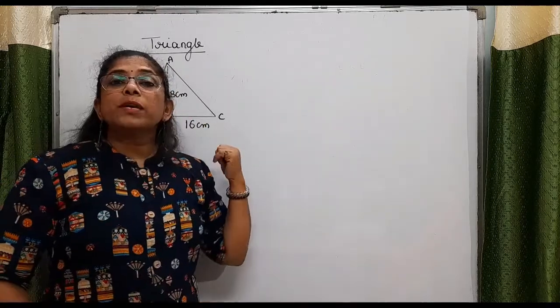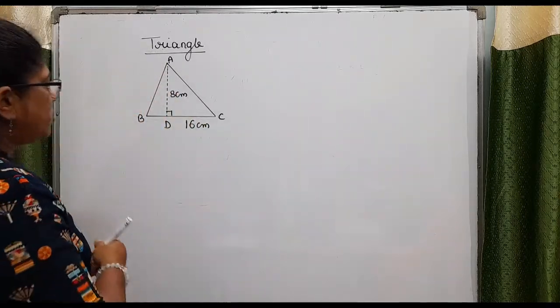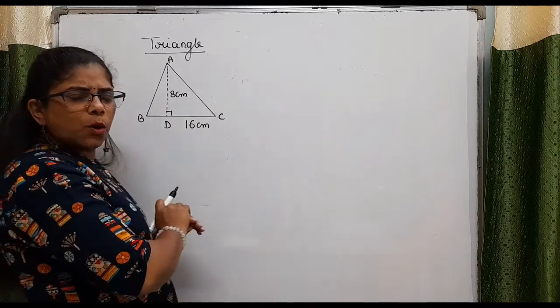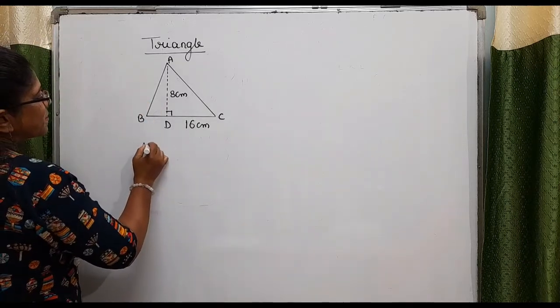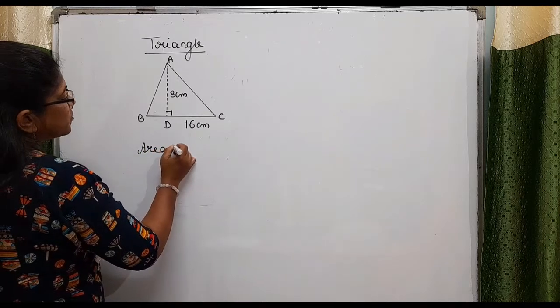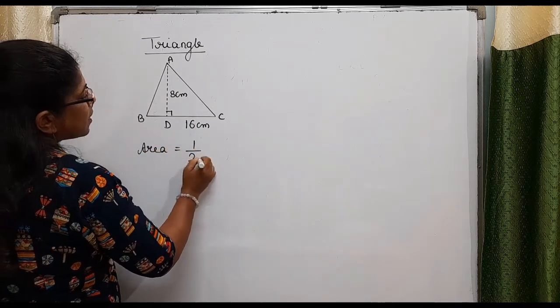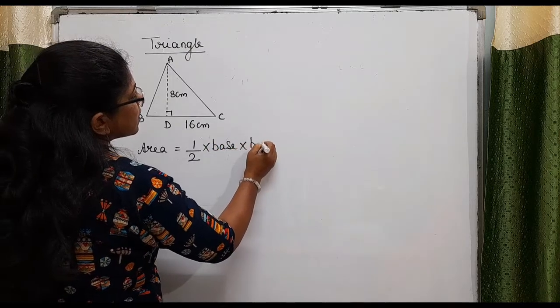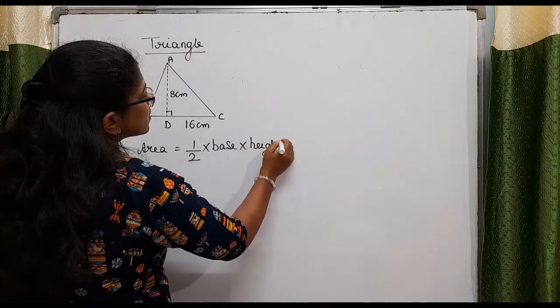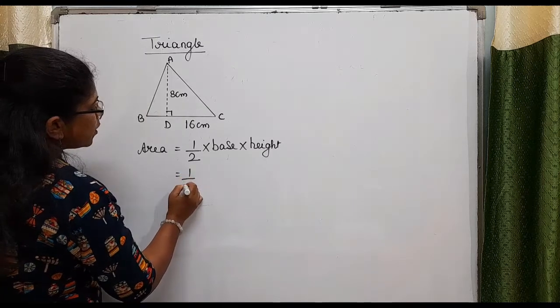Now let's talk about the area. Now the formula. Mensuration is all about the game of formulas. So here area. Area of triangle is half into base into height. Half into base into height.